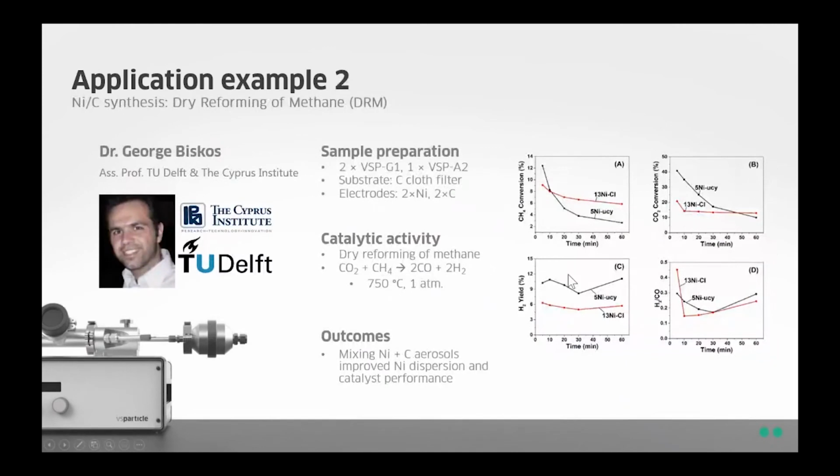A comparable sample was made by George Biskos, a researcher both at TU Delft but also at the Cyprus Institute. And he was using two G1s to immobilize both nickel nanoparticles and carbon nanoparticles. And what he found out when he was doing research for dry reforming of methane is that if you deposit the mixture of carbon and nickel, you have a better or improved nickel dispersion on your support, which is interesting because you are able to mix different elements in the gas phase already before depositing them on the surface.